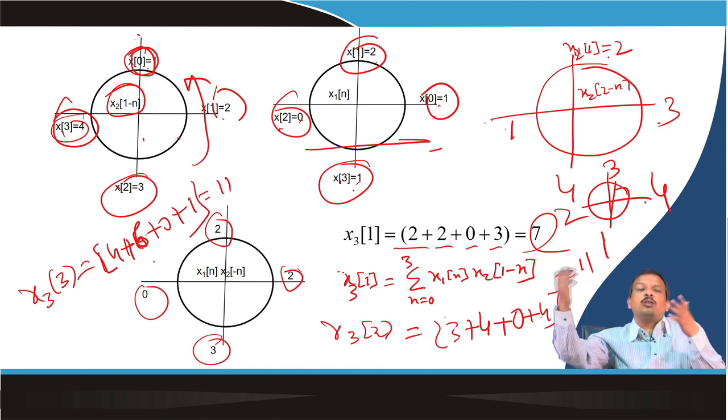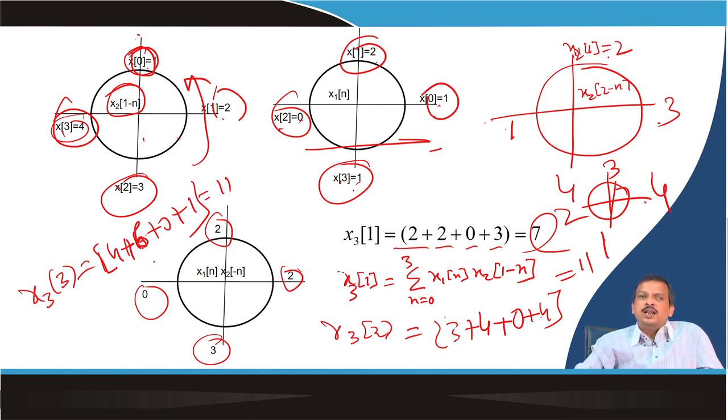So that way you can calculate one by one, after another, the circular convolution. So this is the procedure for calculating circular convolution. Is it clear? Okay? Thank you.